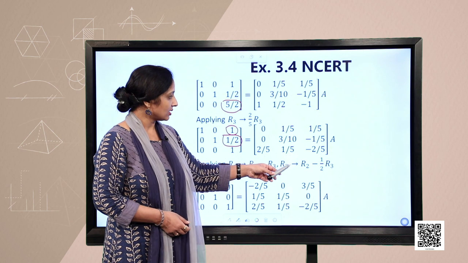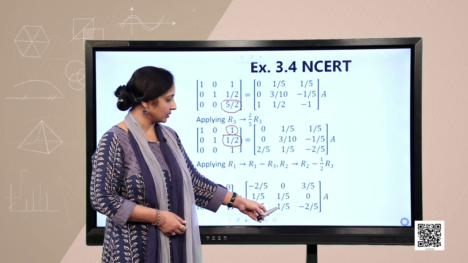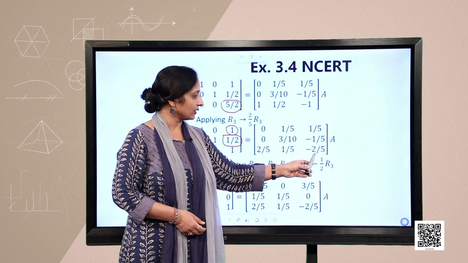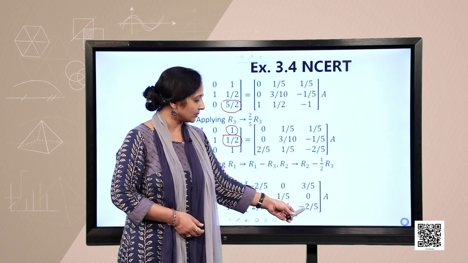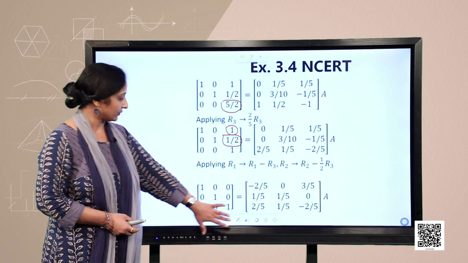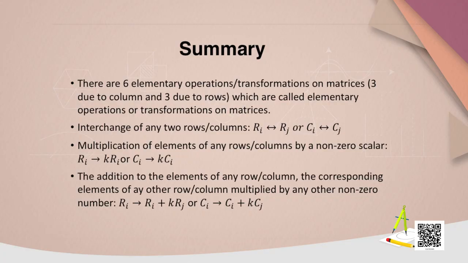3 by 10 minus half times 1 by 5 is giving you 1 by 5 only. Minus 1 by 5 minus half times minus 2 by 5 will give you minus 2 by 5. So our question is almost done. So we have got the inverse.